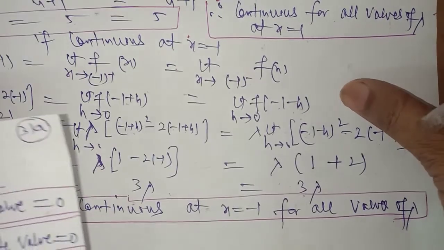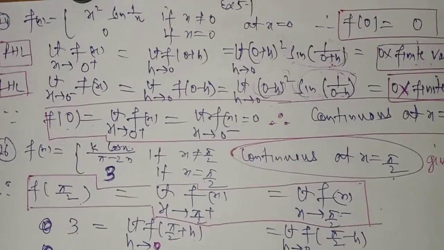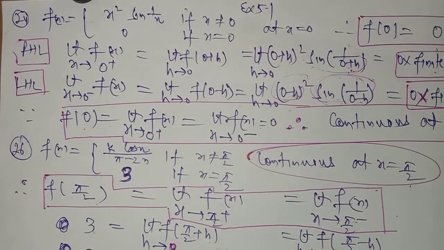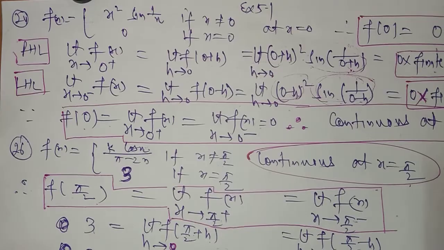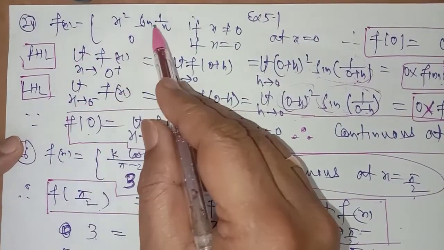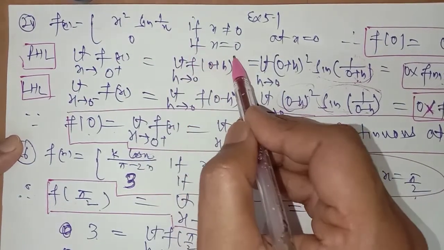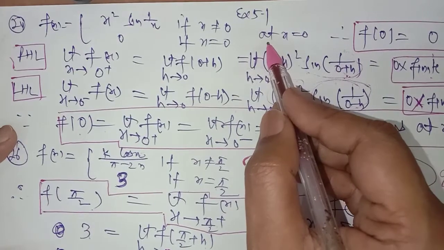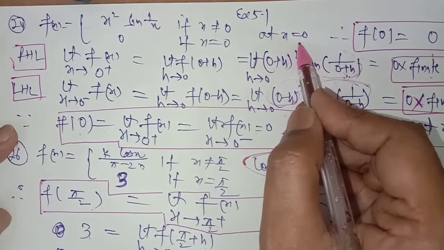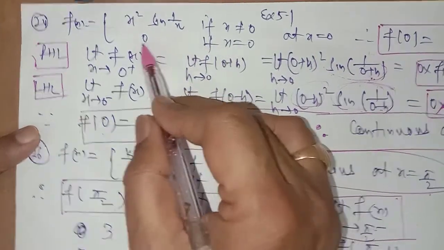Now, similarly in question number 24, you have to find whether the function is continuous or not at x equal to 0. It is given that f(x) is equal to x square sine 1 upon x if x is not equal to 0, and equal to 0 if x is equal to 0. You have to check the continuity. So f(0) is equal to 0, it is given.